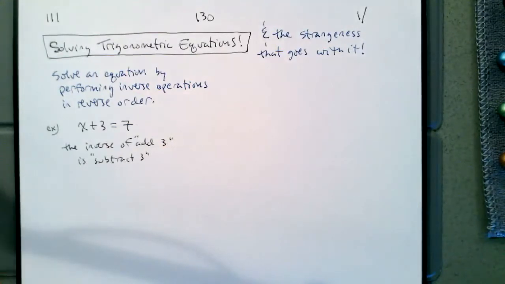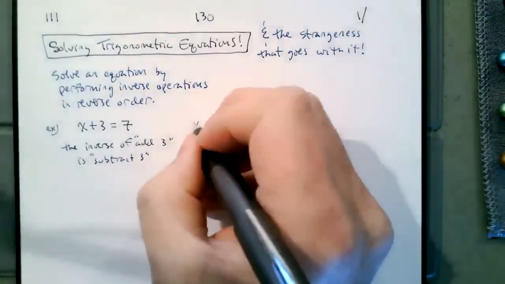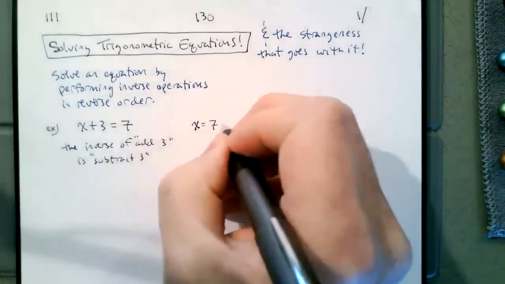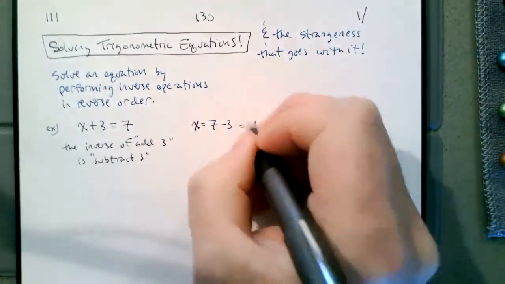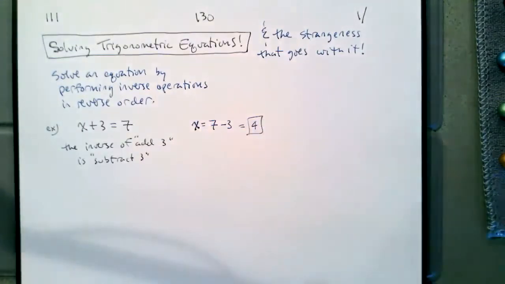This fits in. This is not something new. This fits in with the way that we already solve equations, however it is you solve equations. The inverse of add 3 is subtract 3. So to solve, we would say x equals 7 minus 3. We do the inverse operation, and that leads us to 4. And we know a lot of these things already.